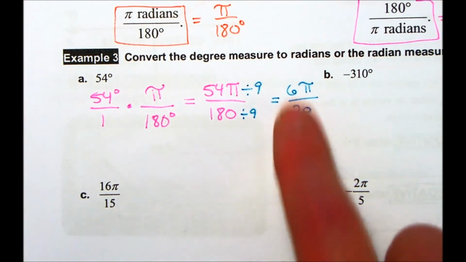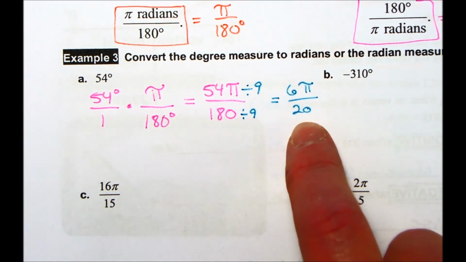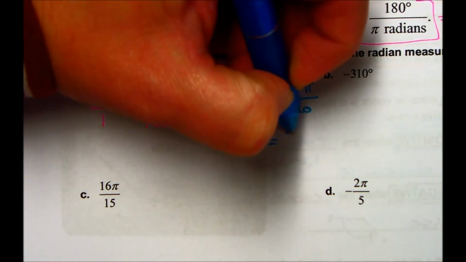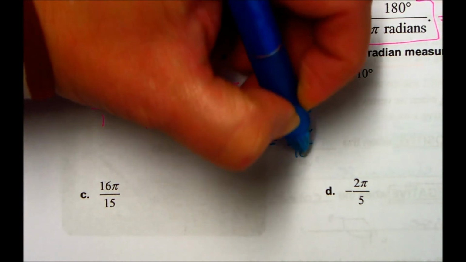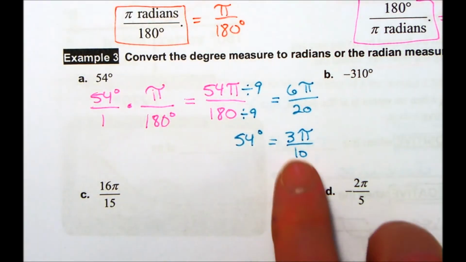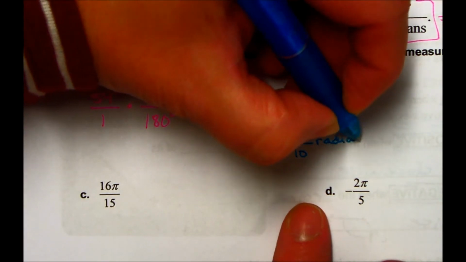Now I realize, well, I could have divided by something bigger, but that's okay. I can now divide both of them by 2. So if I divide by 2, I'll get 3 pi over 10. So 54 degrees is equivalent to 3 pi over 10 radians.